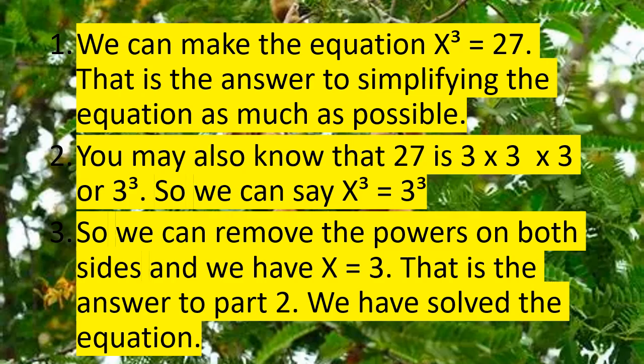But you may know also that 27 is 3 times 3 times 3, or 3 cubed. So we can say x cubed equals 3 cubed. So we can remove the powers on both sides, and we are left with x equals 3. And that is the answer to part 2. We have solved the equation.